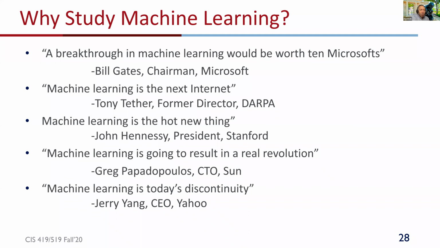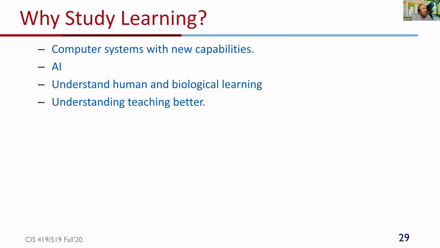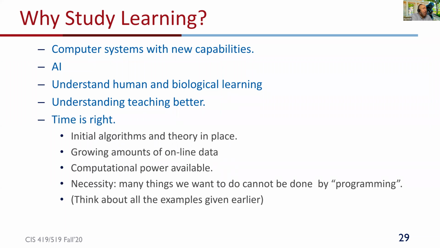Anyhow, learning is important. We all want to study machine learning. We can see it from the population, the number of people that want to take machine learning classes, and there are very good reasons for it. These are citations from some people that you want to listen to, or you may want to listen to. Machine learning is very hot, and for the right reason. And many applications that we all care about, from computer systems with new capabilities, AI, understanding human learning, understanding teaching perhaps, have to do with machine learning. And really the time is right.